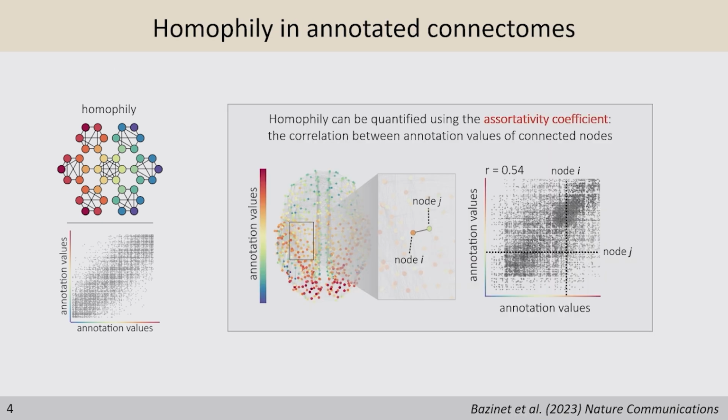So the way I'm studying homophily in my work is using what is called the assortativity coefficient, which is basically a measure of the correlation between the annotation values of connected nodes. And the idea behind this measure is if you have a high correlation coefficient, it means that brain regions that have similar annotations are more likely to be connected.